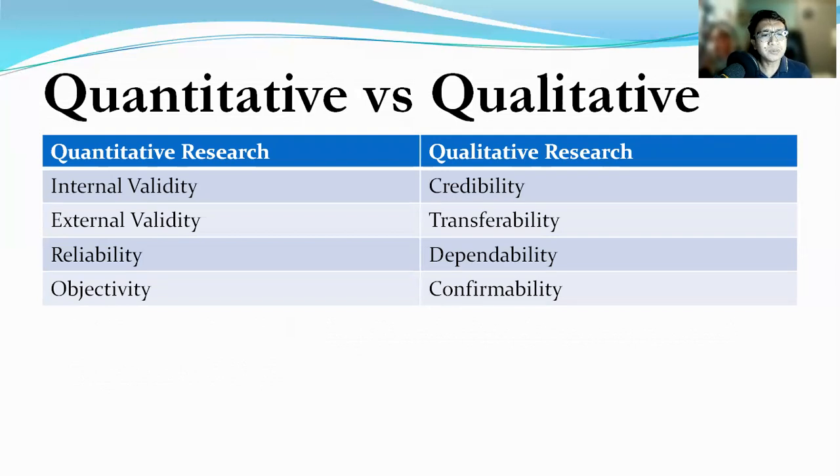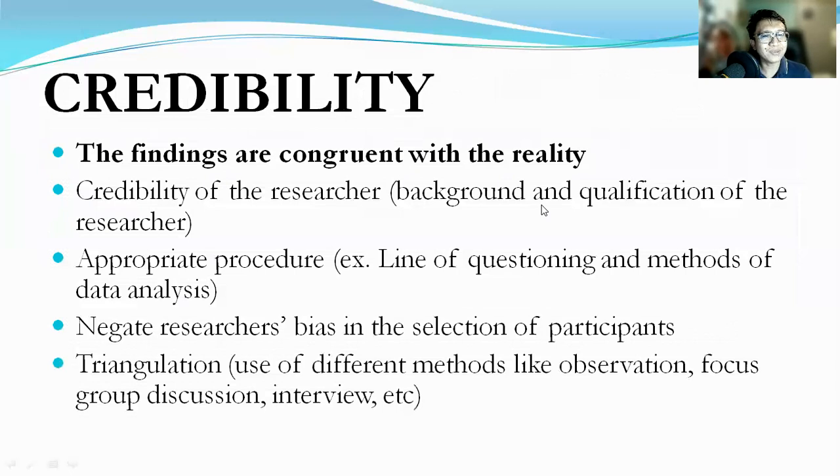So if there is internal validity in quantitative research, in qualitative research there's credibility; transferability in response to external validity; dependability in response to reliability; and confirmability in response to objectivity. Now let's talk about this one by one. Let's begin with credibility.